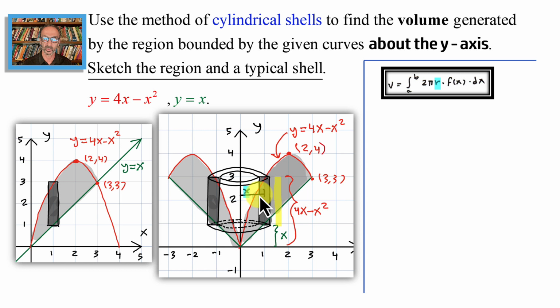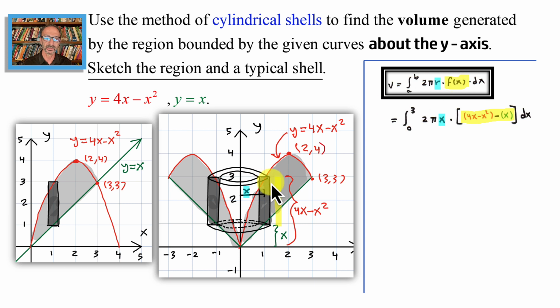From this point to this point is called x value. And f of x, which is the height, that will be the yellow part from this point to this point. That's the yellow part. Next, dx will be the thickness, of course. That's this dx. 2 pi times x instead of r.